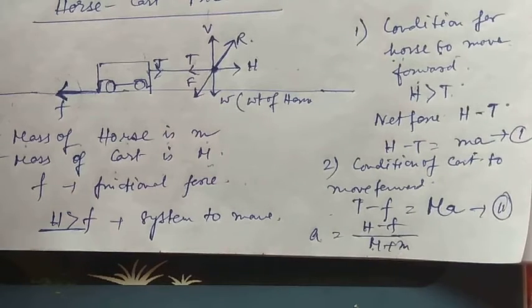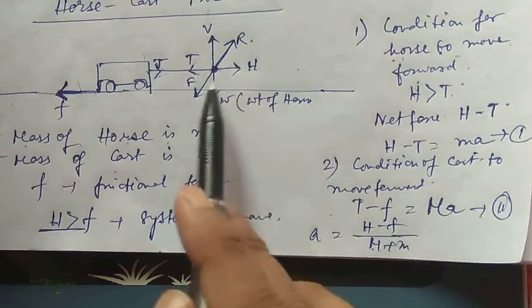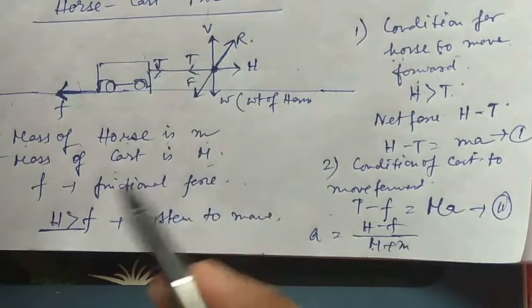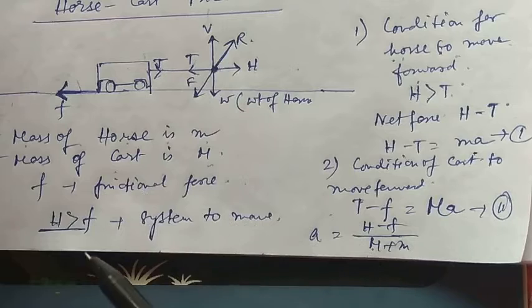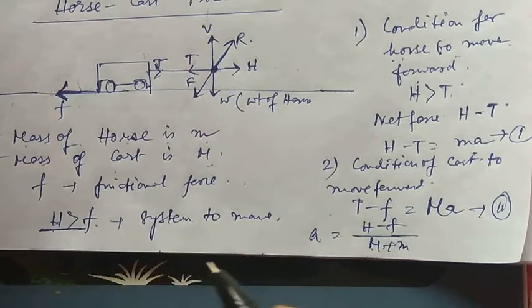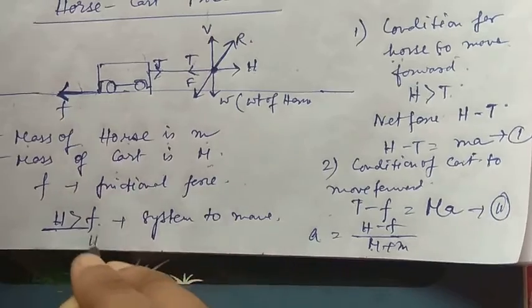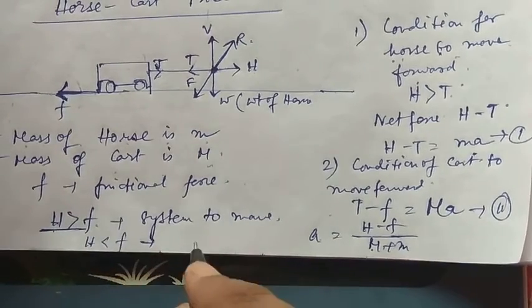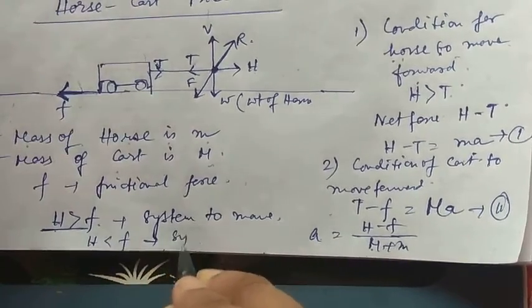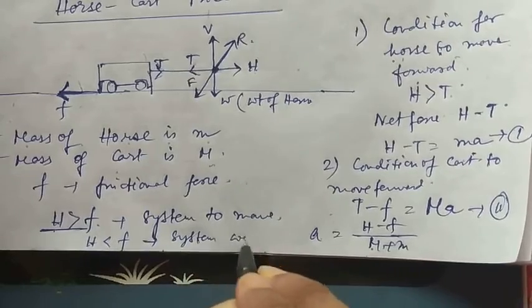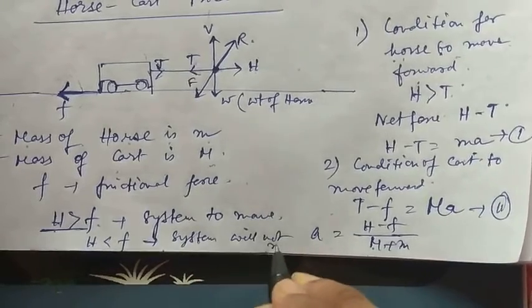That matters. Point number 2, the horse cart will start moving if H is greater than F, and if H is less than F, that means the system will not move. System will not move.